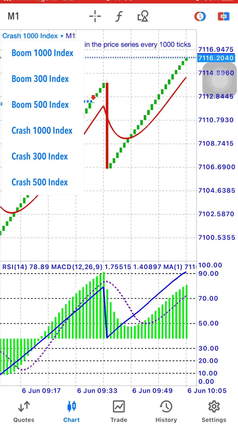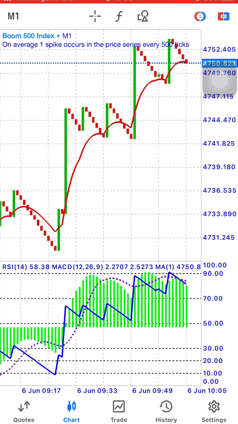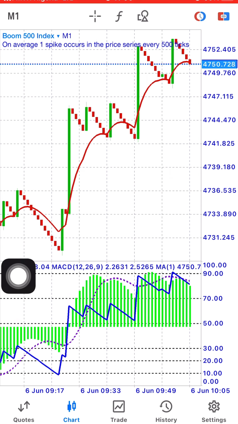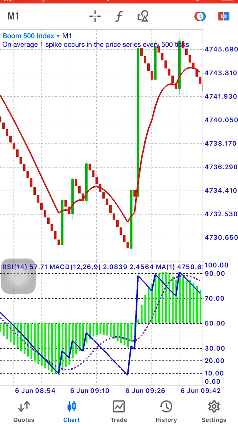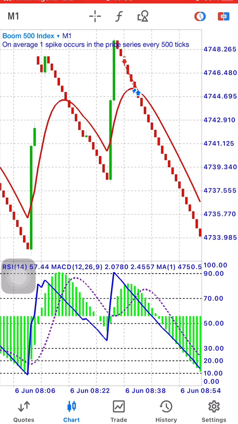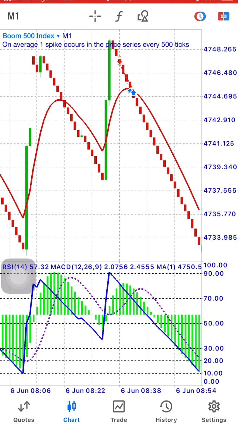When you want to do Boom, let's check Boom 500. It's the same way, it's just that it's the opposite. Now look at this. All right, look at what happened. Let's check here. Look at what happened here. For instance, this happened and this blue line touched, it rested on that level 90.